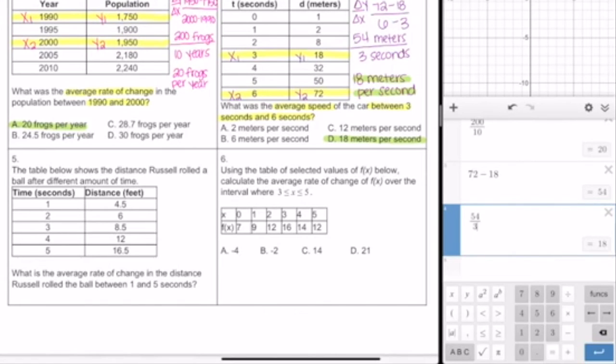In number 5, the table below shows the distance Russell rolled a ball after different amounts of time. So it's the distance of the ball after so many seconds of him rolling it. What was the average rate of change? This may not be linear, that's okay. Between 1 and 5 seconds. Okay, so we're looking at 1 and 4.5, and then 5 and 16.5.